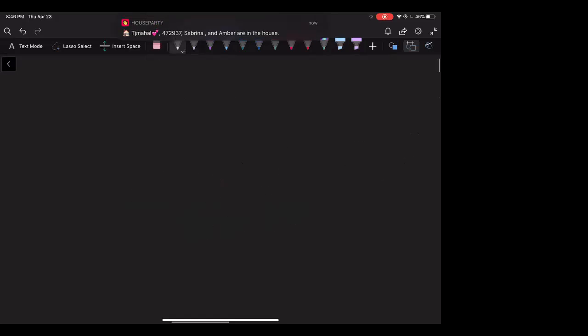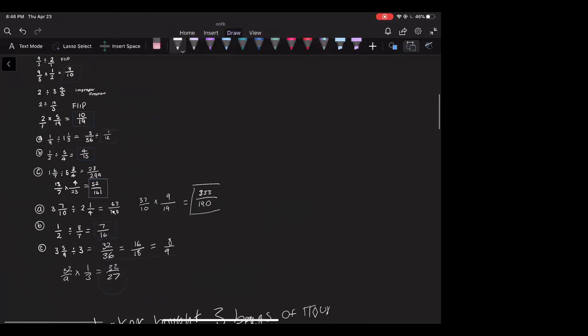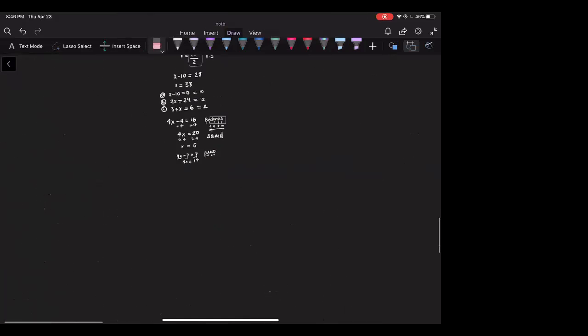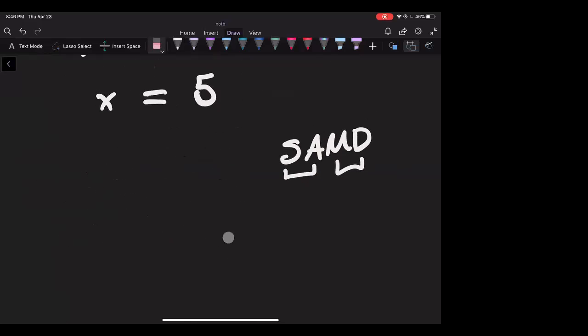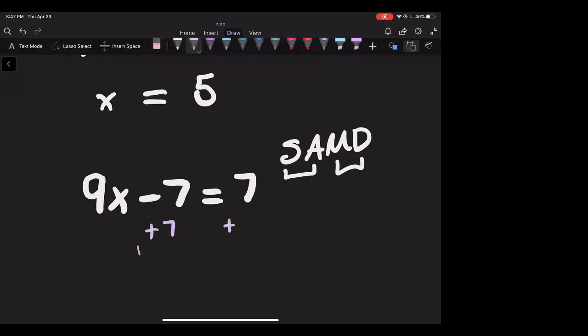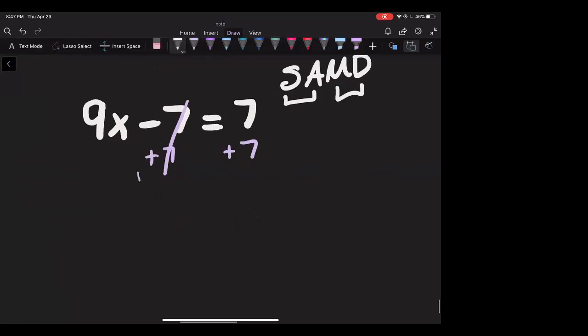Why 9x? What happened to my screen? One sec, my screen glitched out. I'm confused right now. Look at the question. It was 9x minus 7 is equal to 7. So the minus equals 14. Yeah, plus 7 on both sides. Minus 7, this just cancels out. And you have this still left over, right? That equals 9.5.